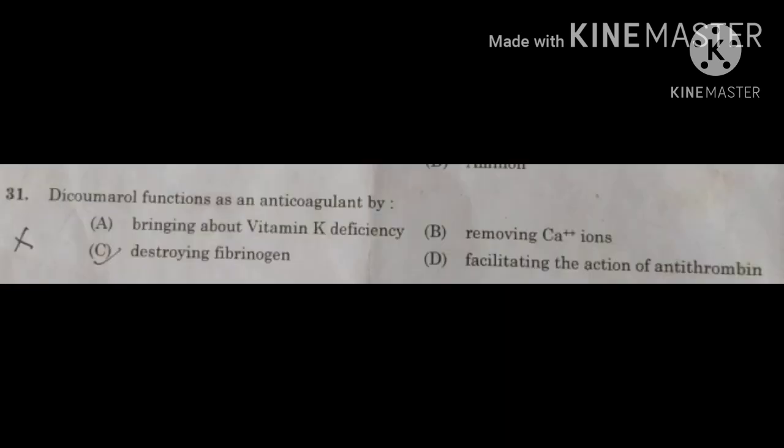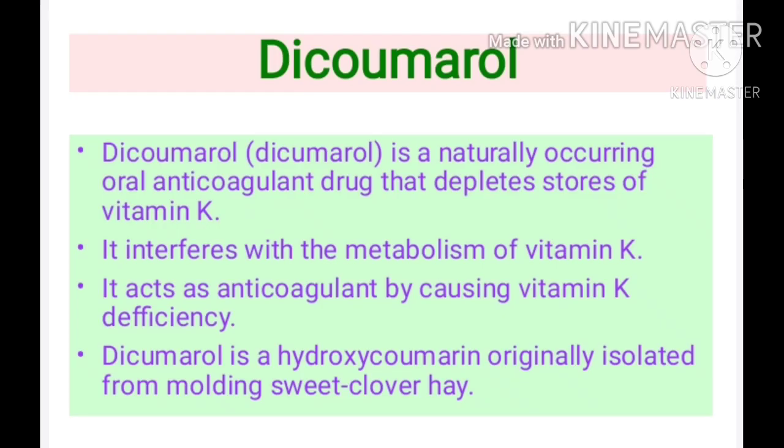Question is, dicamarol functions as an anticoagulant by option A, bringing about vitamin K deficiency, option B, removing calcium ions, option C, destroying fibrinogen, and the final option, facilitating the action of antithrombin. Let us understand the term dicamarol in brief. Dicamarol is also known as dicumarol. It is a hydroxycoumarin. It is a naturally occurring oral anticoagulant drug that depletes the store of vitamin K.